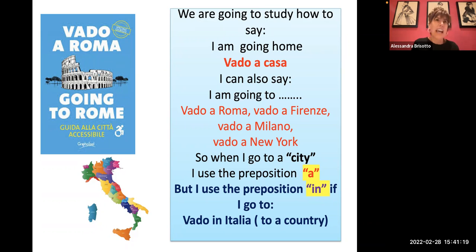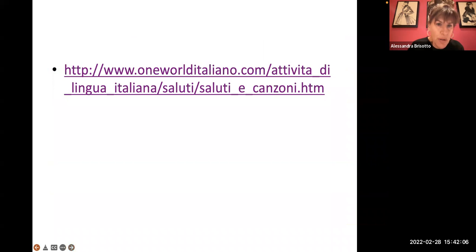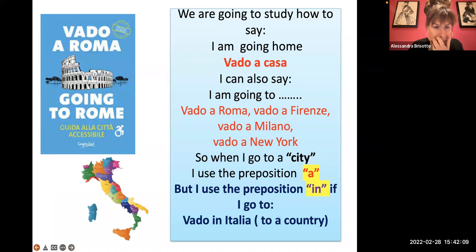So vado a Firenze, for example, vado in Toscana. I go to Tuscany. So city and village, a. Something bigger than a city, so a region like Tuscany, or a state, or whatever country, you have to use in. So vado in Francia, I go to France, vado a Parigi, to Paris, vado in Francia, I'm going to France, okay? So let's see if you understand. There should be an exercise later. We will do the exercise later. Okay.